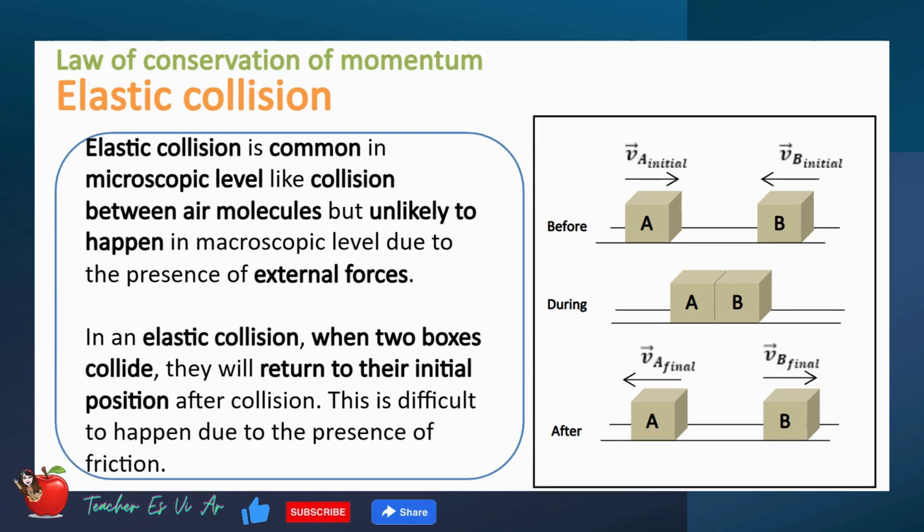Elastic collision is common at the microscopic level but unlikely to happen at the macroscopic level due to the presence of external forces. In an elastic collision, when two boxes collide, they will return to their initial position after collision. This is difficult to happen due to the presence of friction.